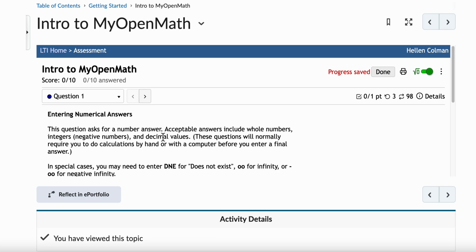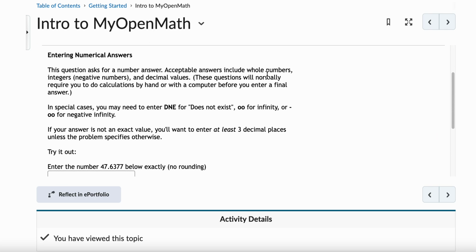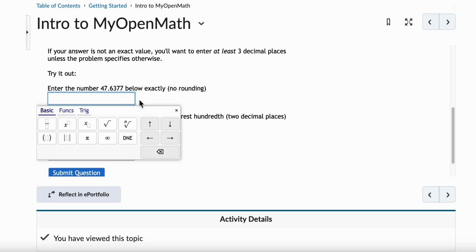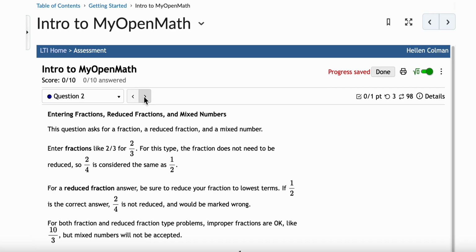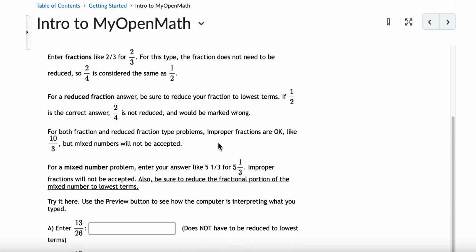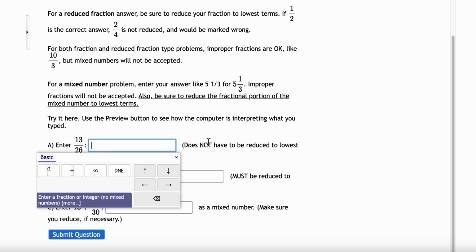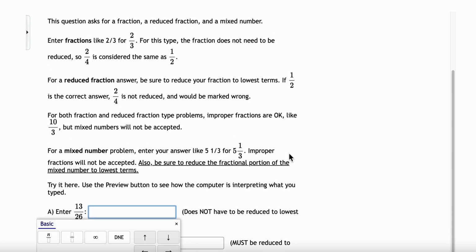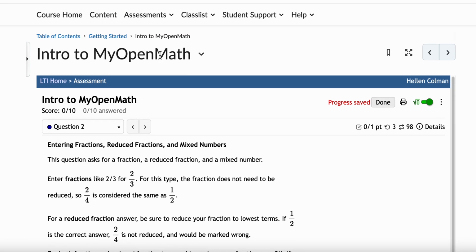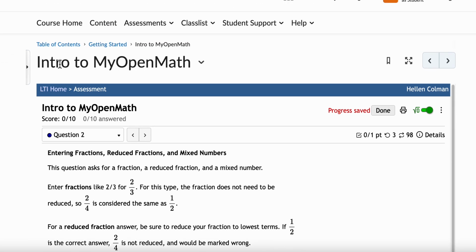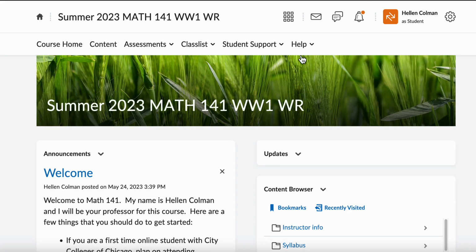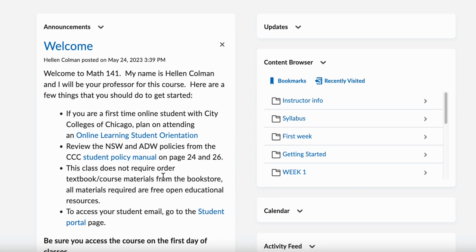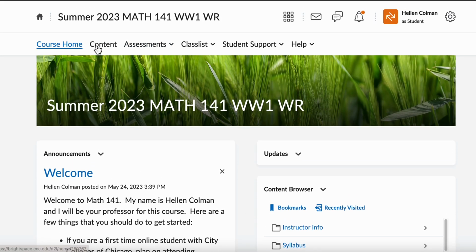You will have here, for instance, how to enter a numerical answer. You read all this and then you try by entering an answer here, and you see what the software says. You check another question, which explains how to enter fractions, for instance. You try entering fractions until you get it right. This is just for you to get familiar with how to enter answers in MyOpenMath. Okay, so this is essentially the structure of each week.